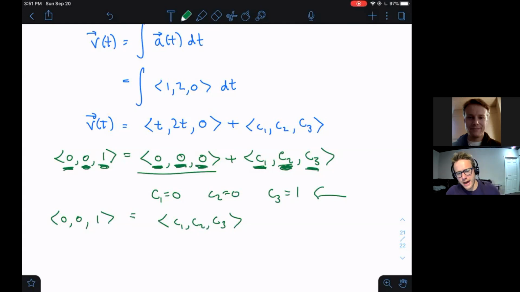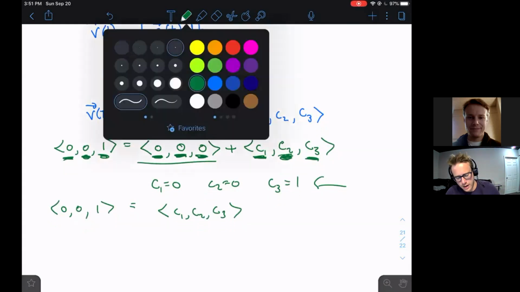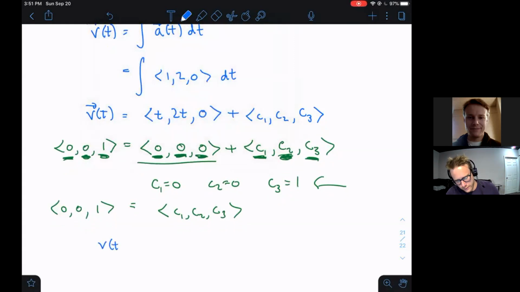Okay, from that, we can go ahead and revisit our velocity vector here, v of t, and we can write down a final result.